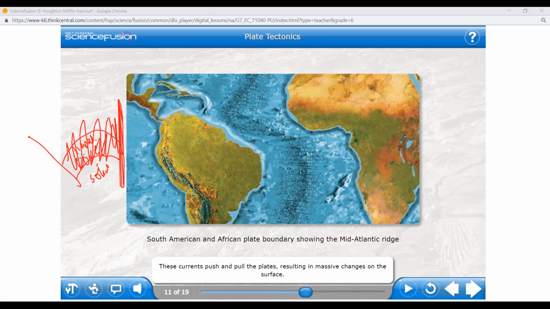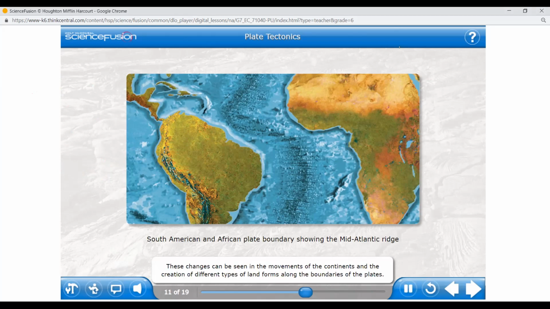So these currents push and pull the plates of the mantle, and that goes and pushes the plates of Earth's crust, and that push and pull of the plates results in a massive change. You see a massive change on the surface of the Earth. These changes can be seen in the movements of the continents and the creation of different types of landforms along the boundaries of the plates.